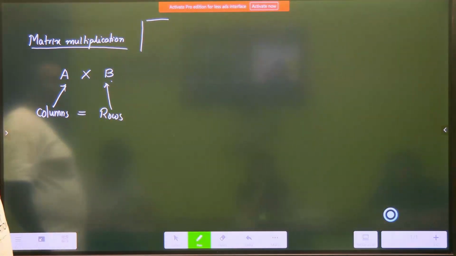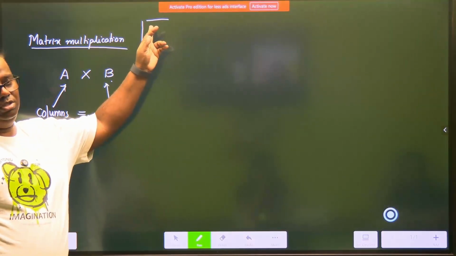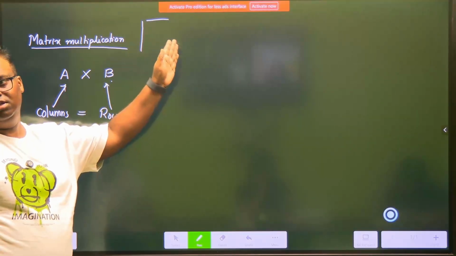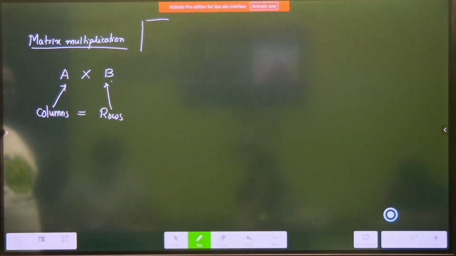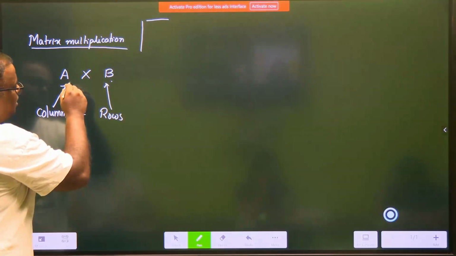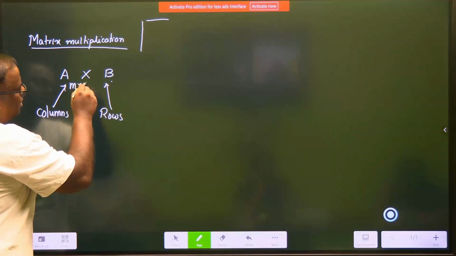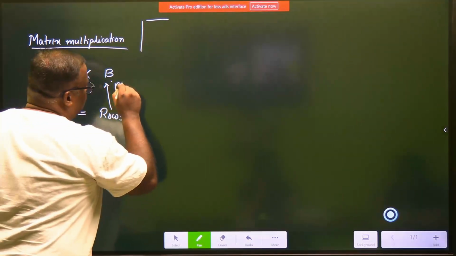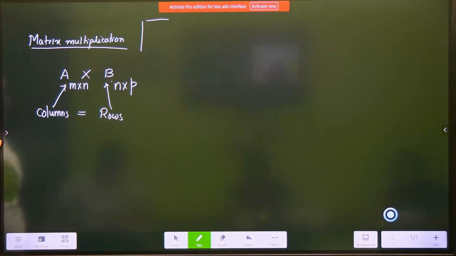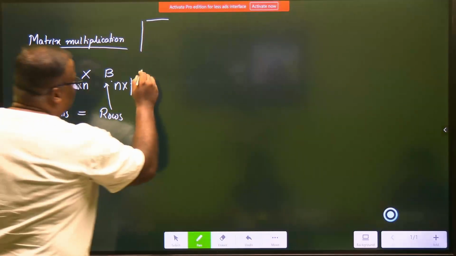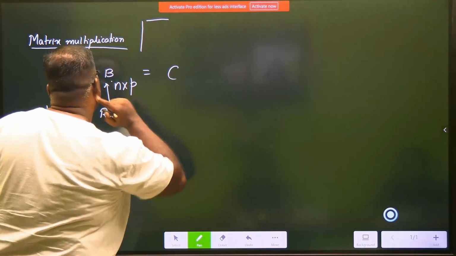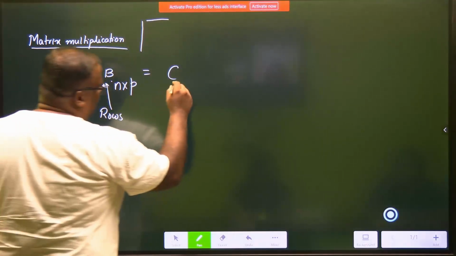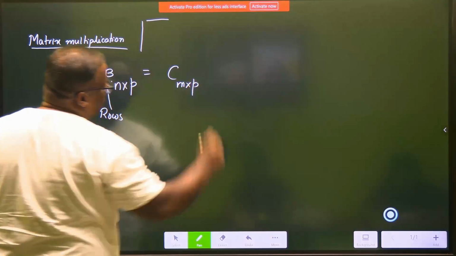This is how the job goes. Don't draw it the other way around. Draw it the way I drew. This. Columns with the rows. Okay. So suppose my A was an M cross N matrix. Then my B has to be an N cross something. It can be an N cross P. Agreed? They will give birth to a matrix which will be C, and both the N's, the inner ones, will cancel, the outer ones will prevail, so it will be an M cross P matrix.